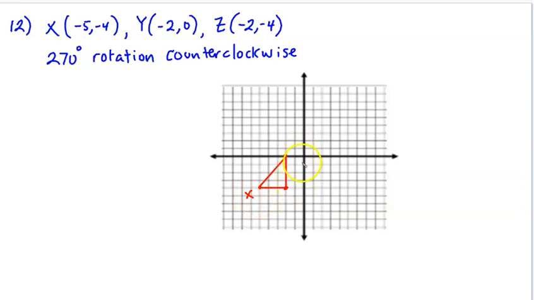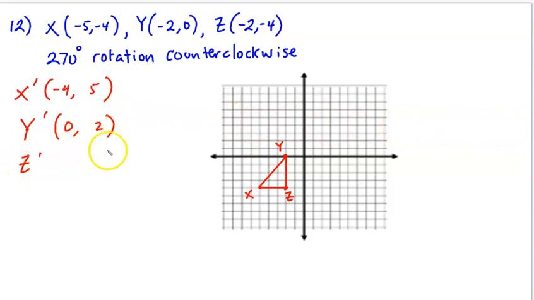X, Y, Z. All right, and to do a rotation of 270 degrees counterclockwise, that means we're going to switch these ordered pairs, and then we're going to change the y to its opposite. So X prime is going to be that. Y prime, we switch the ordered pairs, and then change the y. And then Z prime, we switch the ordered pairs, and then we change the y.